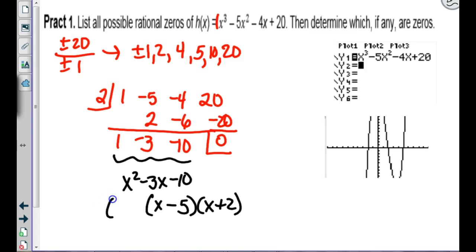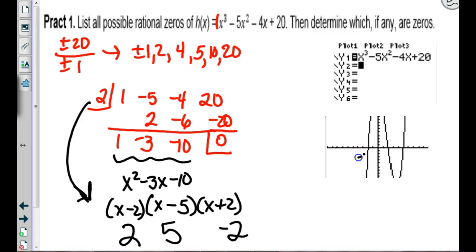So if they had asked us to factor it, we had this factor out front, it would look like this. They didn't actually ask for a factor. This time they asked which of them are actually zeros. So which of them worked, guys? 2. Does it look right on the graph? -2, +2, and 5. Okay.